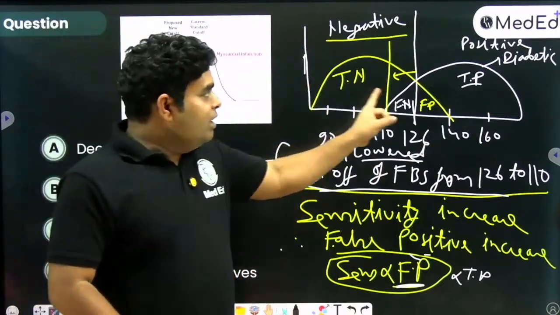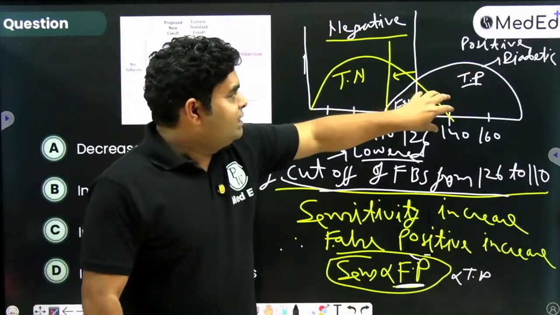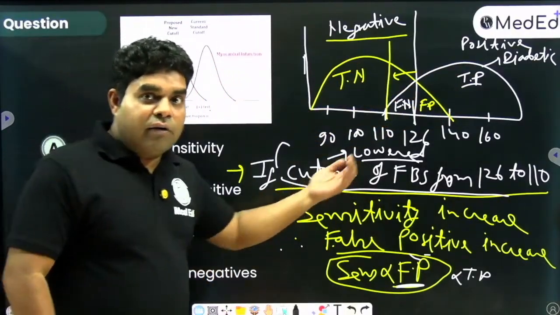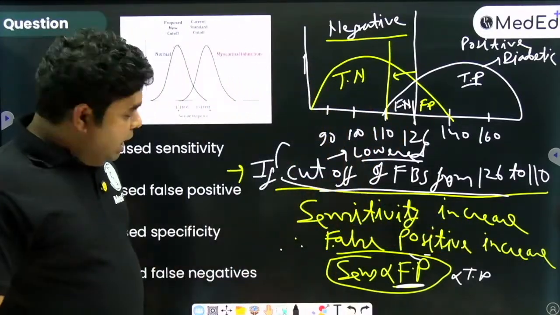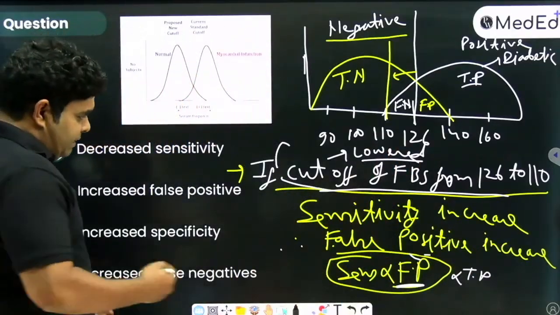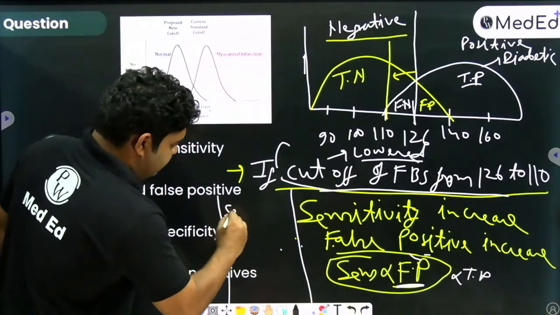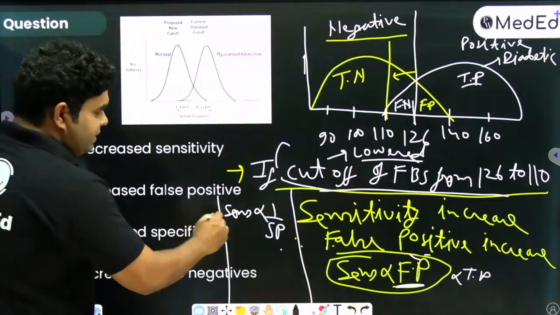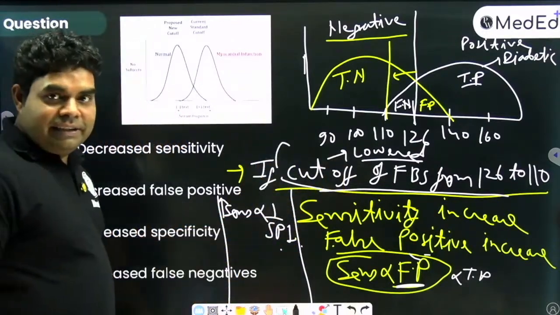One question is marking of the graph, which you can do. True positive, false positive on one side, true negative, false negative on the other side. The second question is, if I lower the cutoff, what will happen to sensitivity? It will increase. And what will happen to false positive? That will also increase. Plus, if you know the formula which we just discussed, that sensitivity is inversely proportional to specificity, then if sensitivity increases on lowering the cutoff, specificity will decrease.